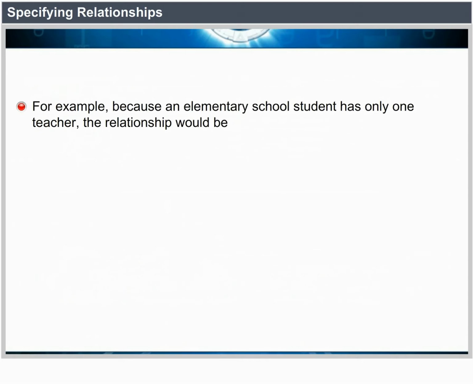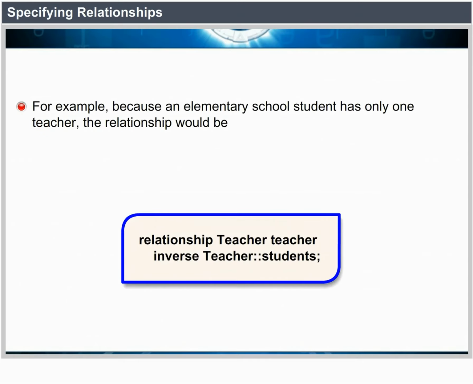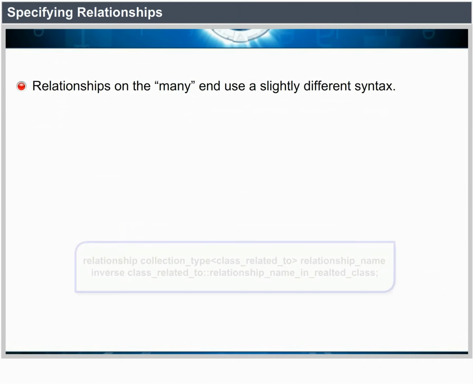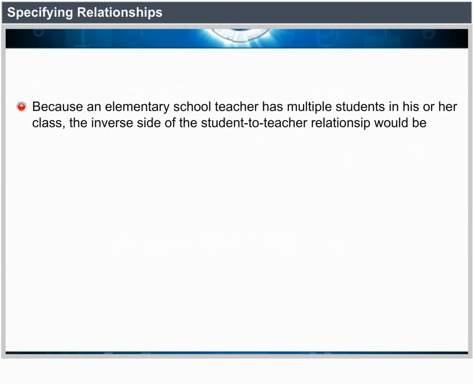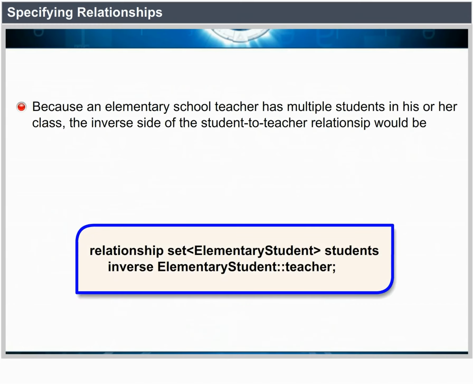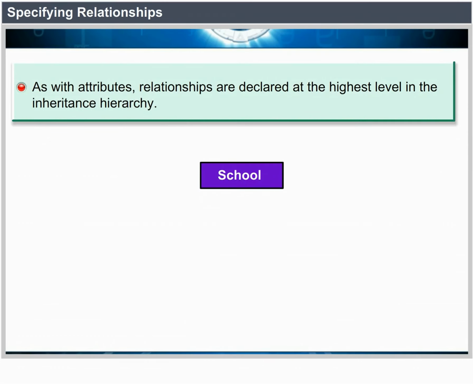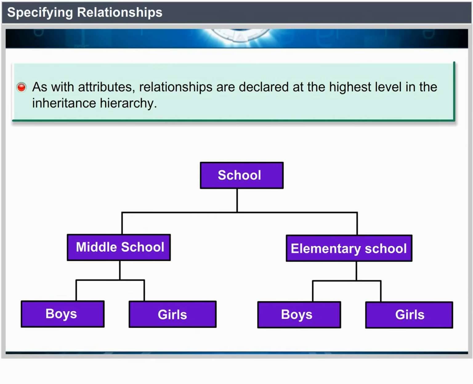For example, because an elementary school student has only one teacher, the relationship would be as follows. Relationships on the many end use a slightly different syntax. Because an elementary school teacher has multiple students in his or her class, the inverse side of the student-to-teacher relationship would be as follows. As with attributes, relationships are declared at the highest level possible in the inheritance hierarchy.